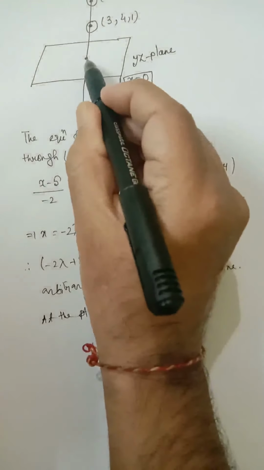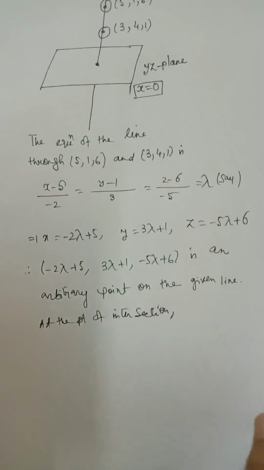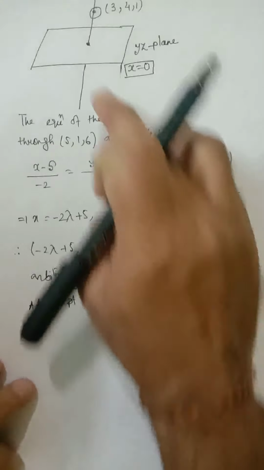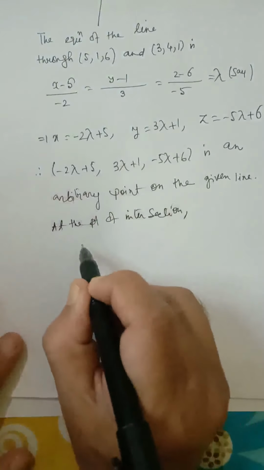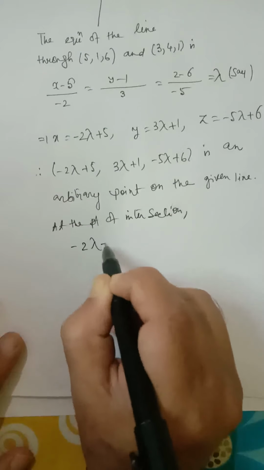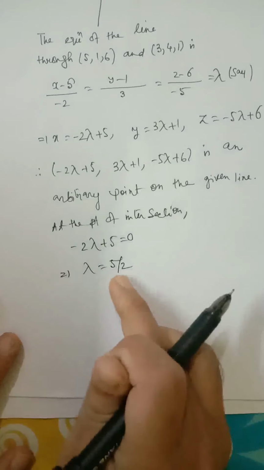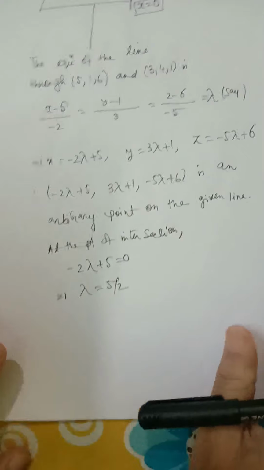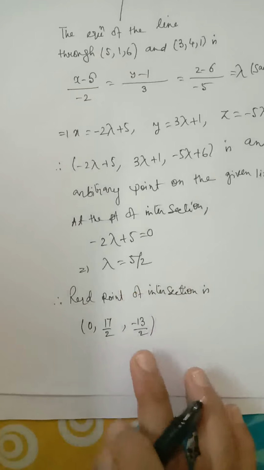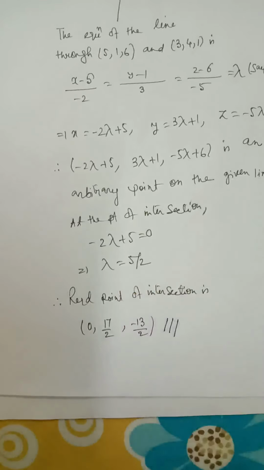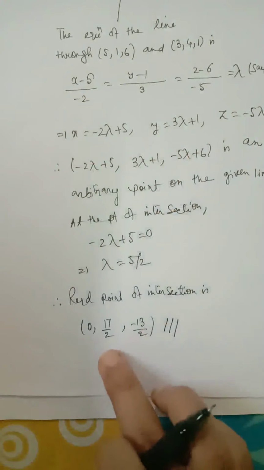what is the speciality of this point? This point lies on the yz plane, and for any point on the yz plane, the x coordinate is 0. So at the point of intersection, the x coordinate of the point will be 0. Minus 2 lambda plus 5 equal to 0. So lambda will be 5 by 2. Putting lambda equal to 5 by 2 here, we will get the required point of intersection. So the required point of intersection is 0, 17 by 2, minus 13 by 2.